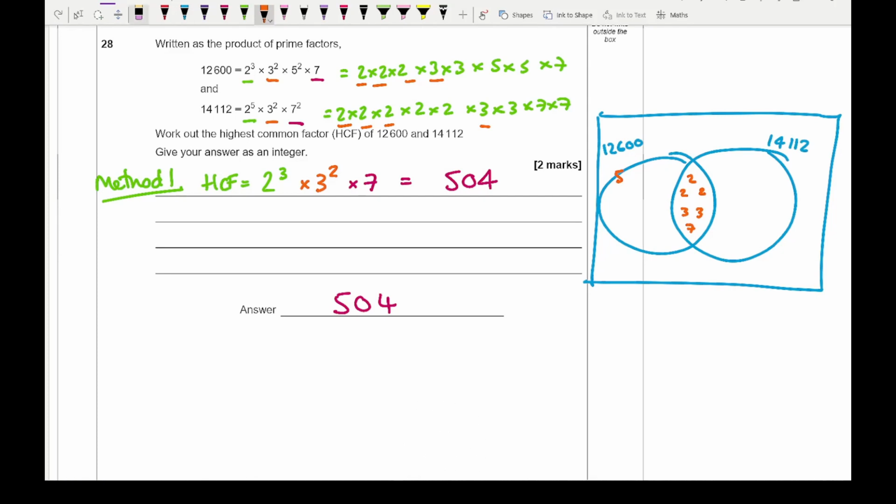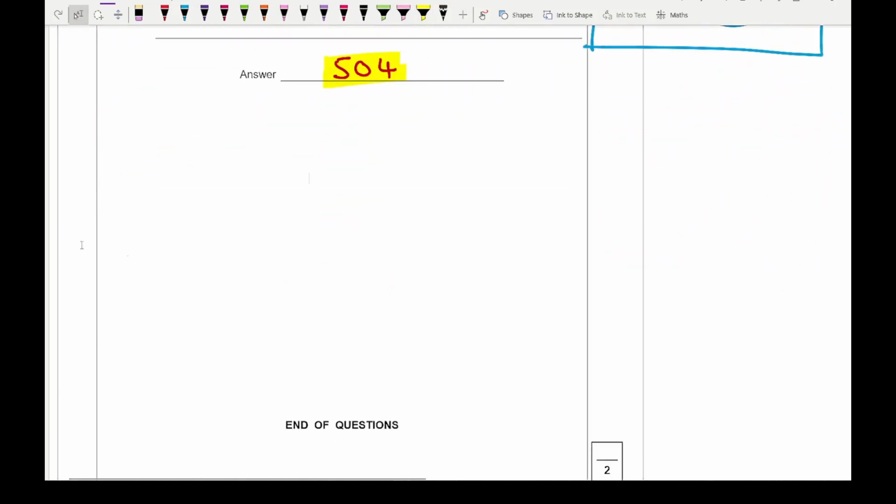So let me just do that a little bit neater. So 5 should be there. And for the 14,112, I've got 2 extra 2s and I've got an extra 7. So there's my completed Venn diagram. And the highest common factor are these numbers here. And again, if I multiply them all out, I get 504 as my final answer. And that concludes the end of this particular paper.